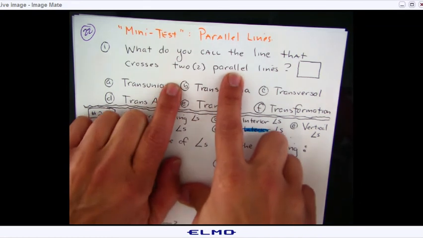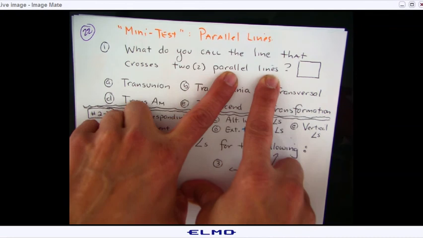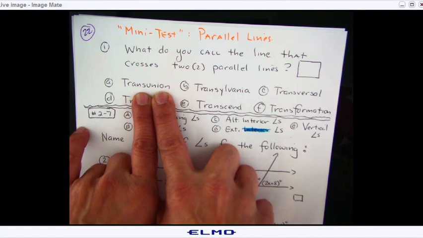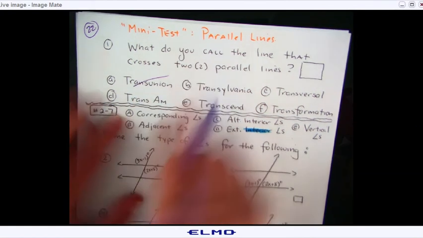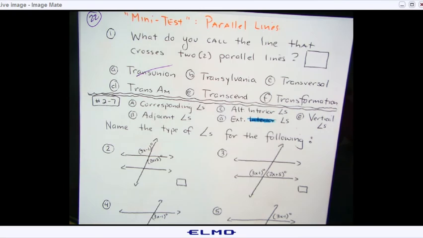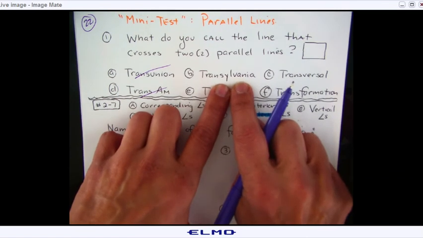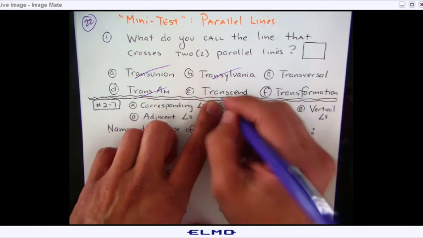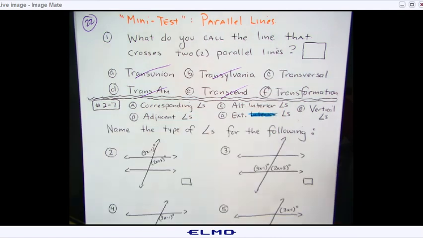So, right here. What do you call the line that crosses two parallel lines? TransUnion. Someone put TransUnion. No, that's a credit union. So it's not TransUnion. Is it Trans Am? No, that's a car. Transylvania? No, that's a movie. Transcend? No. So is it transformation or transversal? Anybody?